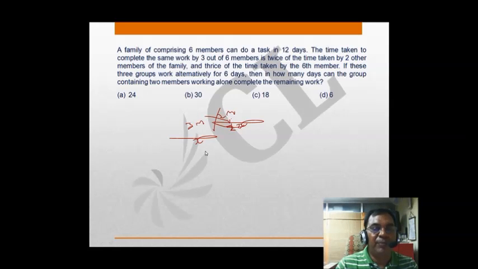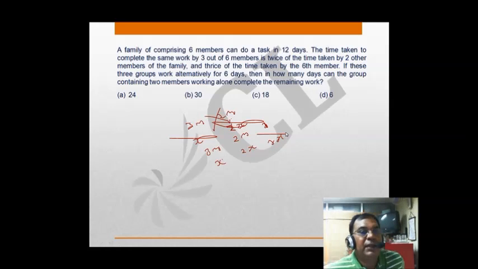So 3 members in a particular day do X work. Okay, 2 members do 2x work, and the single member does 3x work. If these take 6 days, let's see how much the work is. So 6x, 72x is the work.